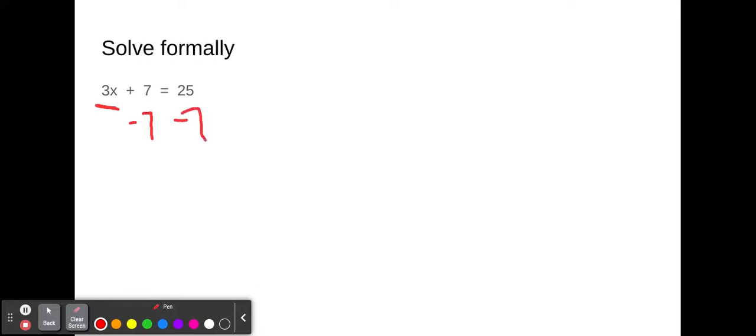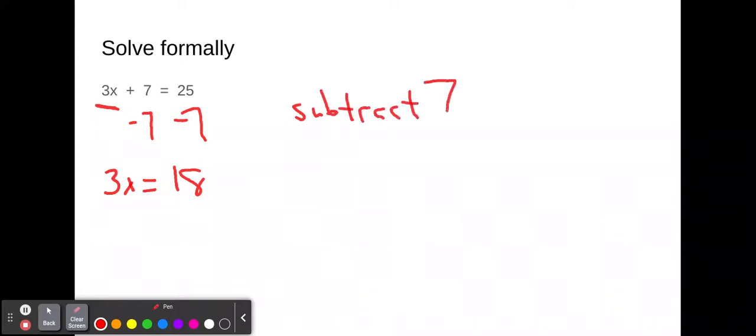So now we've got what the 3x is, because the 3x is considered like a term. So 25 minus 7, that is 18. So we treat that as one step. So we're going to subtract 7 as our first step on both sides. Okay, that's key to think about what we're doing to both sides of our equation.